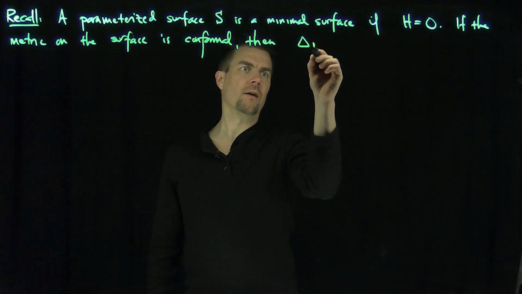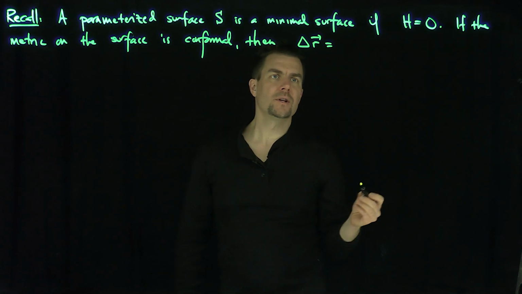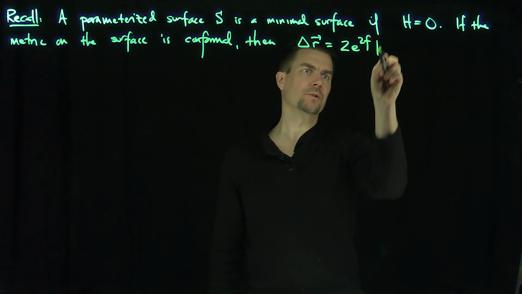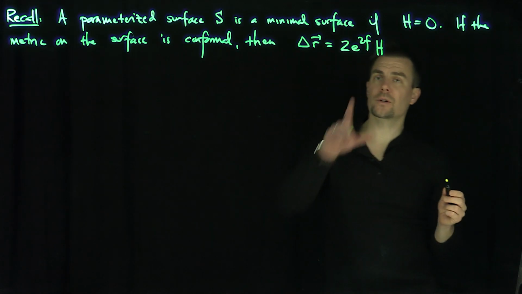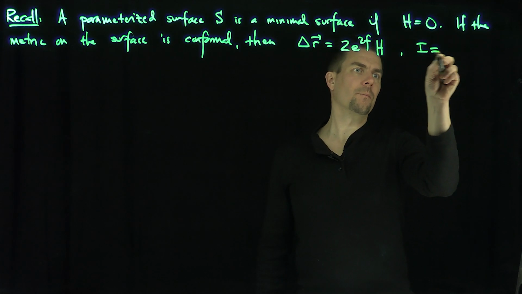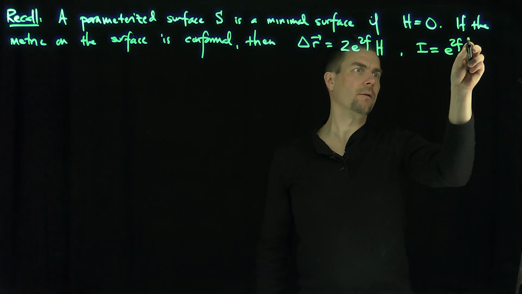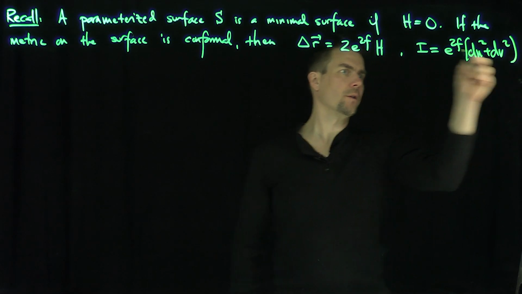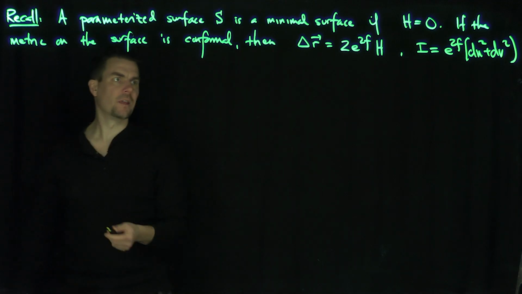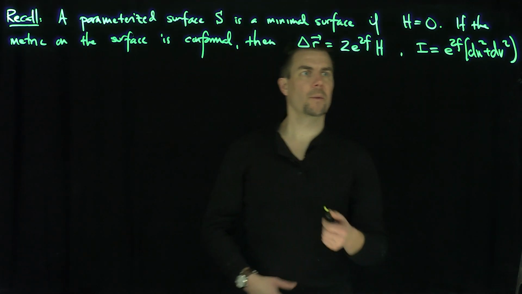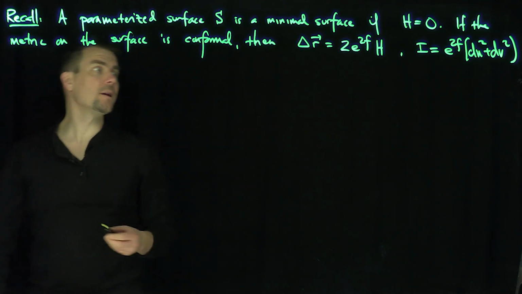the Laplacian of the parameterization is equal to twice the conformal factor, 2 e to the 2f, times the scalar curvature. Not scalar curvature, but the mean curvature, right? Where here, the first fundamental form is e to the 2f times du squared plus dv squared. So if we have conformal metrics, then we know the Laplacian is equal to twice the conformal factor times the mean curvature. Okay, great, that's awesome.